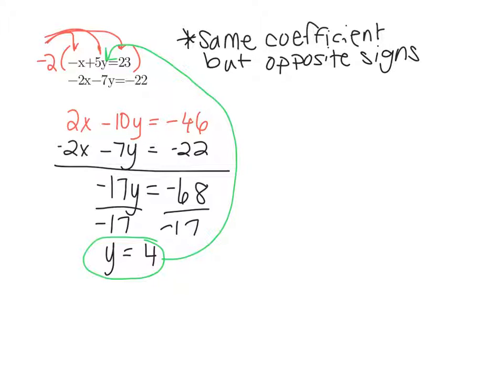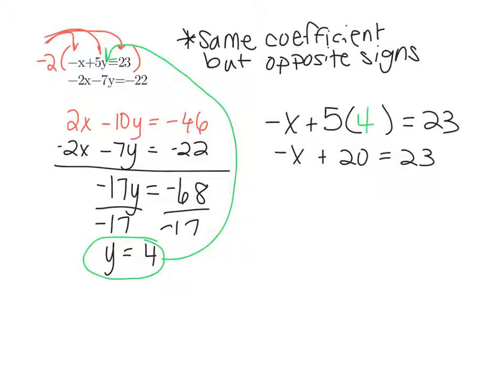So I'm going to choose that first equation. I'm going to go back into the equation negative x plus 5y, and I'm going to put parentheses for my y, equals 23. In place of y, I'm going to put what y equals, which is 4. Now I'm going to solve, and I get negative x plus 20 equals 23.